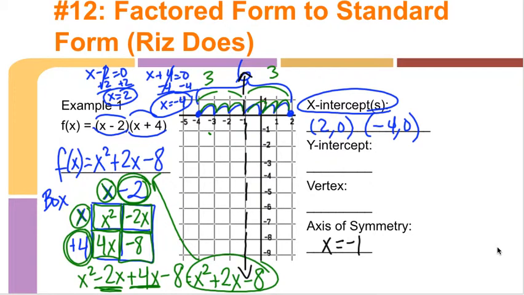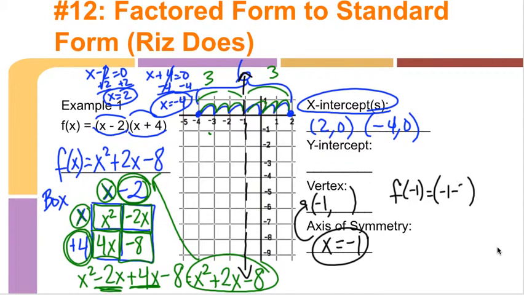Now that I have my axis of symmetry, I can substitute this in for my vertex, -1, to find the y value. So I'm going to take f of -1 is equal to -1 subtract 2, -1 add 4.